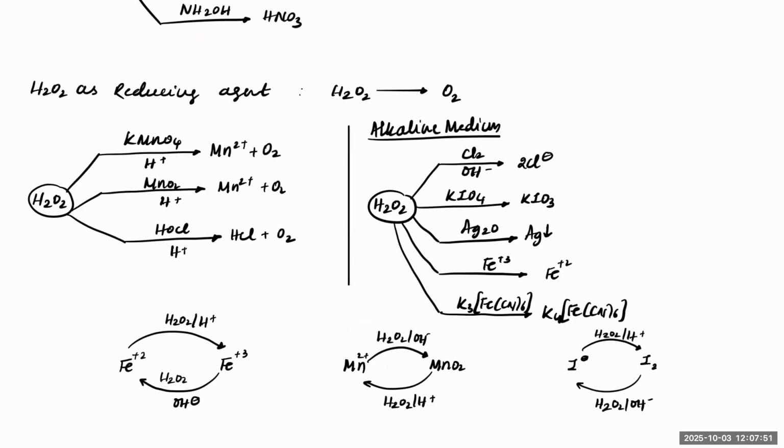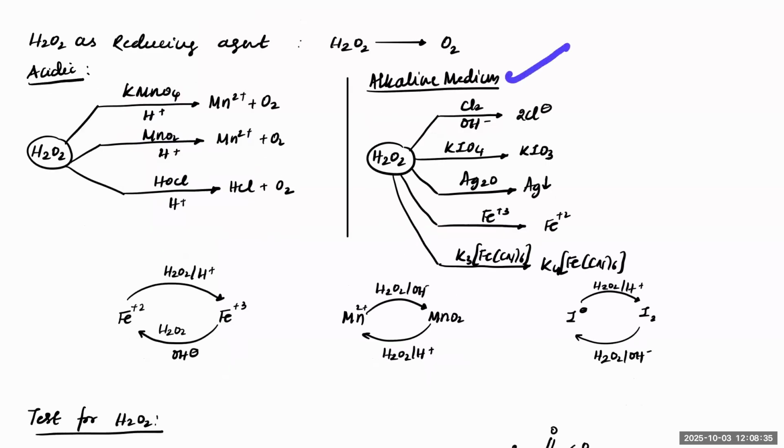Next, H2O2 as a reducing agent. Again, we will see the reducing agent in acidic medium as well as basic medium. In acidic medium, it can act like a reducing agent. In basic medium also, it can act like a reducing agent. But it requires stronger oxidizing agents, like in acidic medium, KMnO4, HOCl and MnO2. These three can dominate. Of course, F2 and Cl2 will anyway be stronger. KMnO4 can convert into Mn plus 2, MnO2 can also convert into Mn plus 2, and HOCl will also act like a good oxidizing agent, converting into HCl.